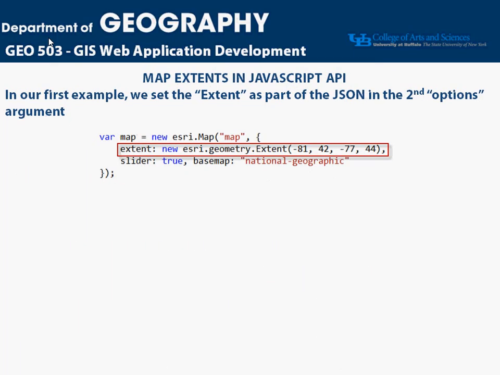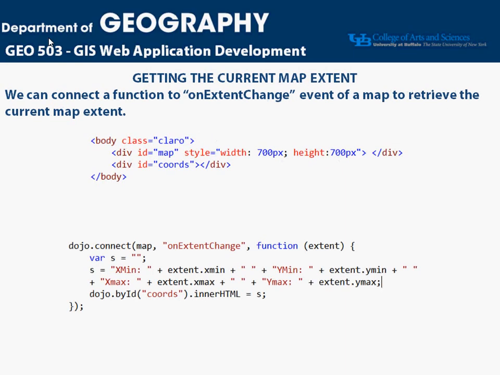So in our first example, we used it in the constructor. I showed you that a minute ago. Here's an example of using a connect. On Monday we talked about using Dojo connect to connect an event on an object to a function, either using dojo.connect or the on property. We'll do an example of that now. A map has an event called onExtentChange. So as the name implies, you can write a function that runs every time the extent changes.